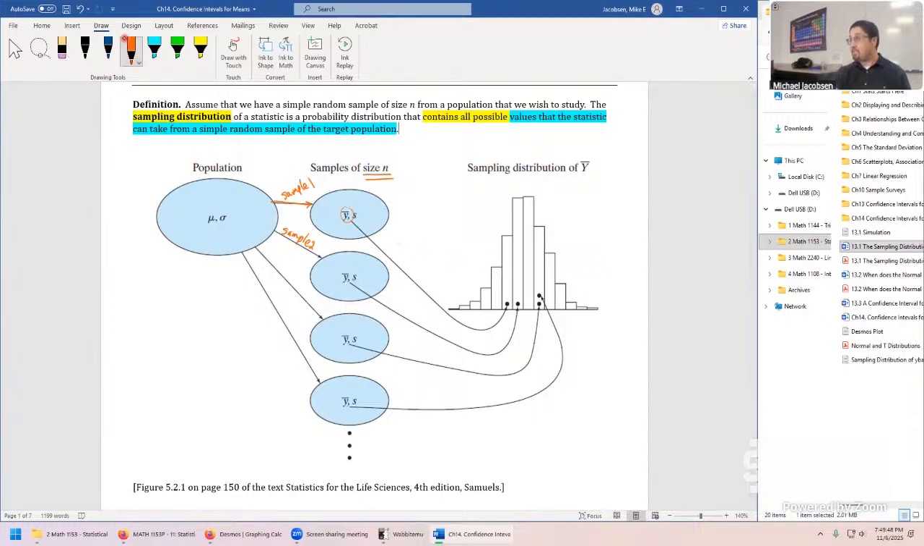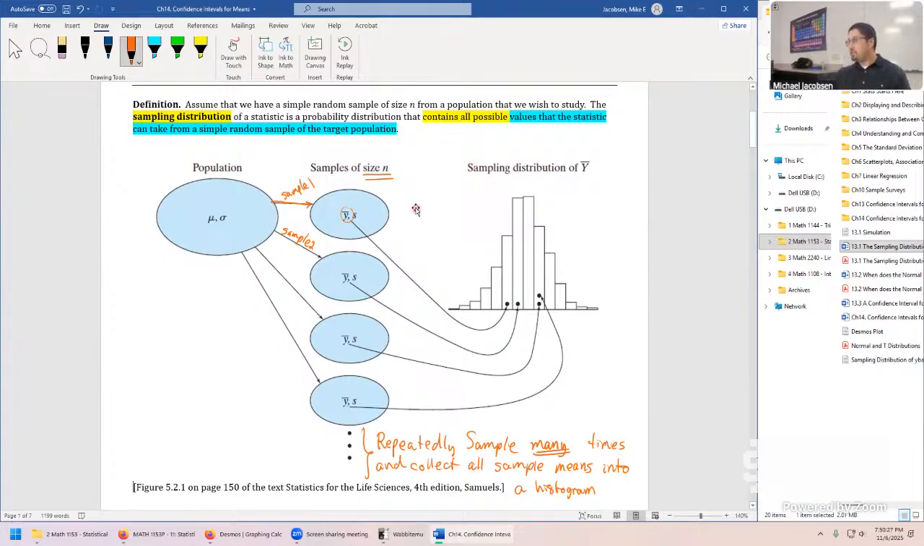Repeatedly sample many times and collect all sample means into a histogram. This is the sampling distribution we're looking at.